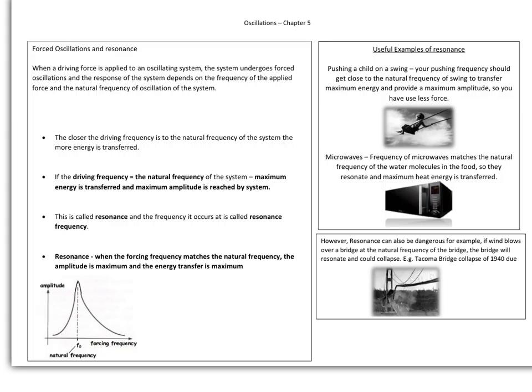If the driving frequency is equal to the natural frequency of the system, maximum energy is transferred and maximum amplitude is reached by the system. This is called resonance, and the frequency it occurs at is called the resonance frequency.